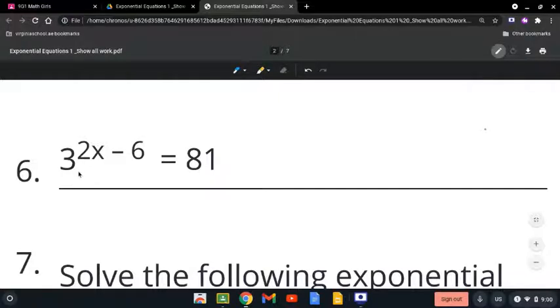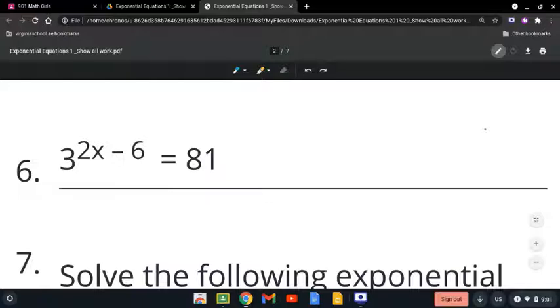Now here's another example. We have 3 to the power of 2x minus 6 equals 81. So again, the first thing we're going to look at is whether the base numbers are the same. Here we have 3 and here we have 81. So they're not the same number, so we can't solve it yet. First we have to make 81 the same base as 3. And you can't just write 3 like that. What you're going to do is look at the base number on the other side. So here you have 3.